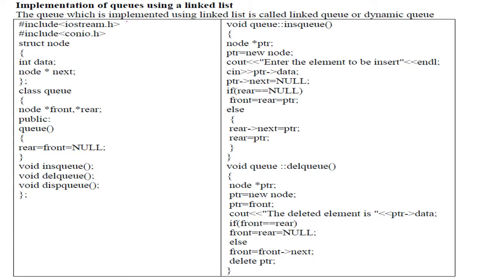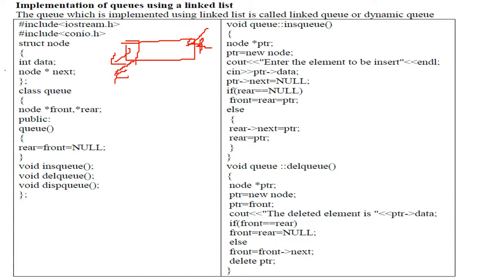Now, implementation of queues using a linked list. A queue is a data structure where we insert elements at one point, which is called the rear, and we can remove an item from the front. So this is the front, this is the rear.